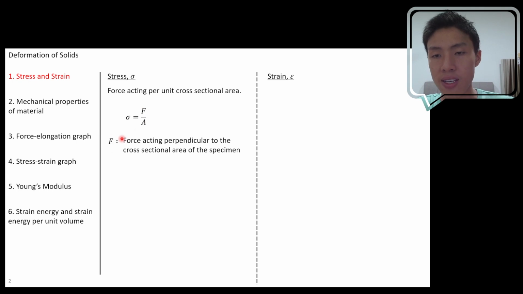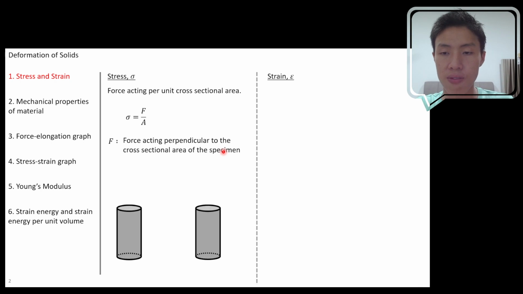F here is a force acting perpendicular to the cross-sectional area of a specimen. A specimen is the object or the solid that is being deformed. Let's say this cylinder here represents our specimen. This force must be acting perpendicular to the cross-sectional area. So if we assume this surface here to be our cross-sectional area, or any circular shape area that we have as our cross-section area, then the force will have to be applied perpendicular to it.